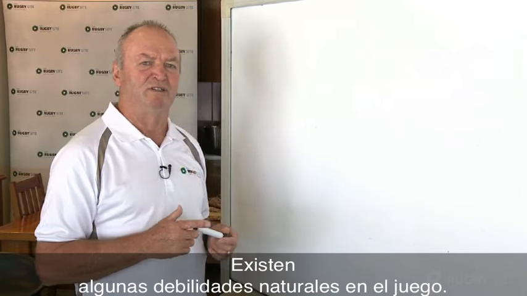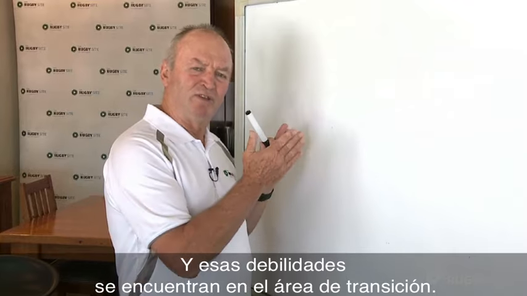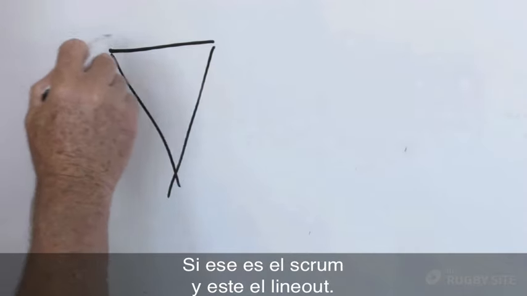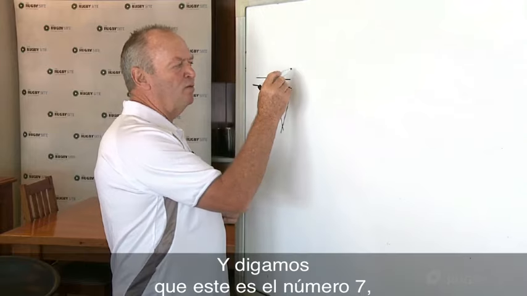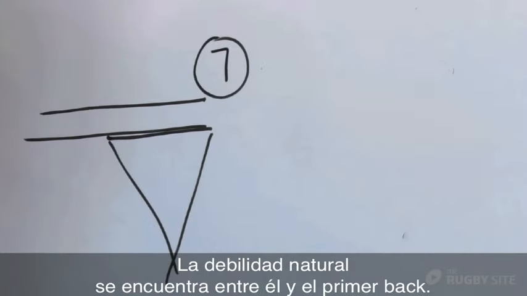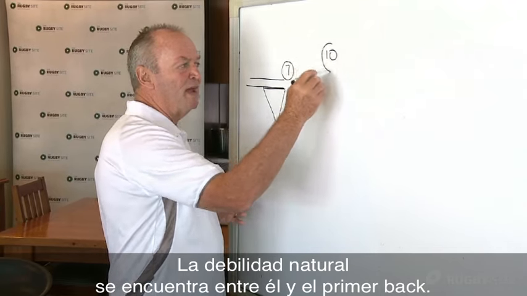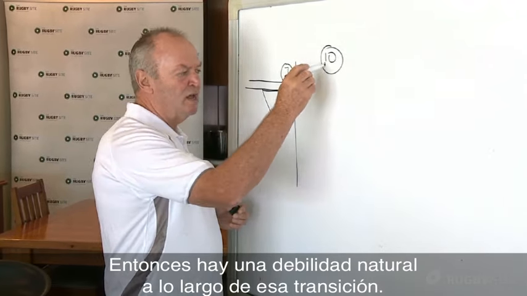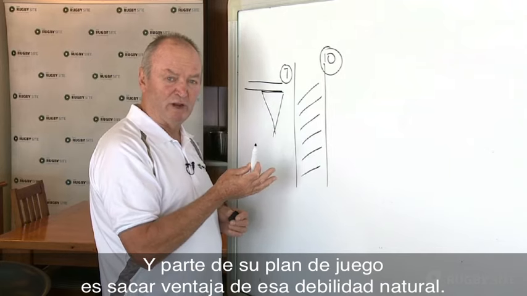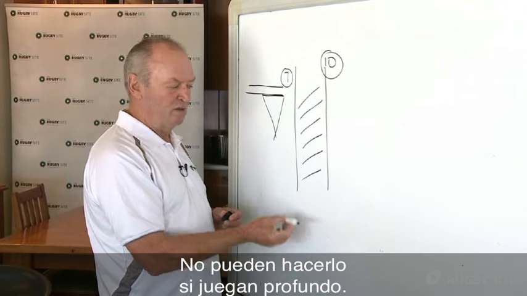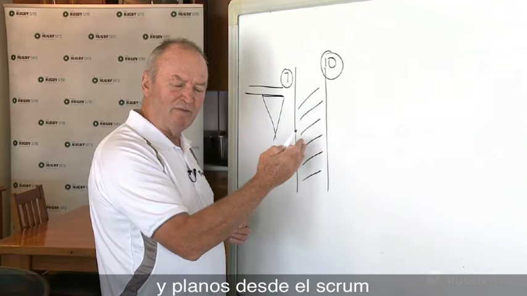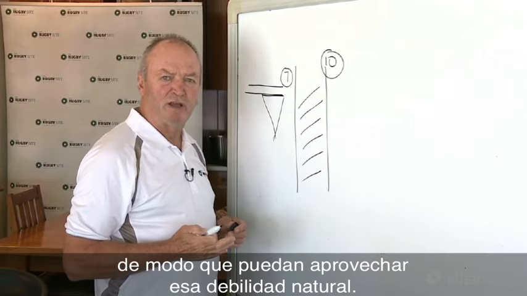Now there's some natural weaknesses in the game, and those natural weaknesses are in the transition area. And what I mean by that is the area, if that's the scrum and this is the line out, and we say this is number 7, who's the tail gunner or the flanker on that side of the scrum, the natural weakness is between him and the first back. So there's a natural weakness down that transition. And so part of your game plan is to exploit that natural weakness. Now you can't do it by playing in the pocket. You've got to play flat, all right? And play flat off the back of the line out and flat off the back of the scrum so you can exploit that natural weakness.